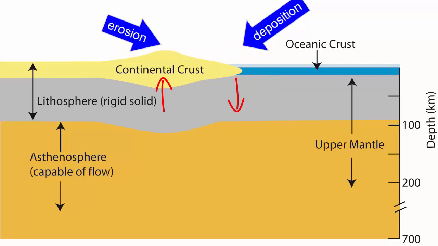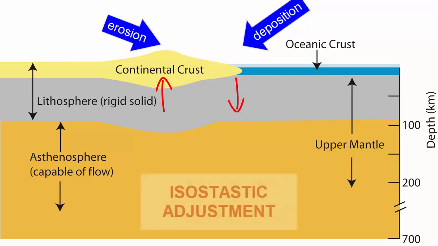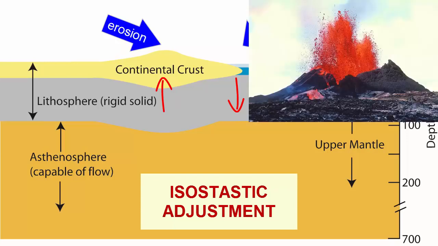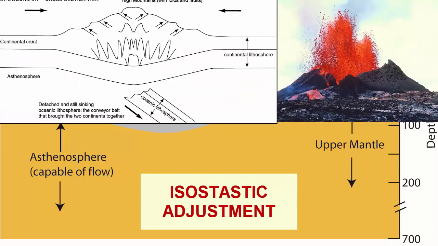So Earth's surface is continually rising and sinking isostatically as weight is removed or added by erosion, deposition, volcanic eruptions, mountain building processes, and other processes related to plate tectonics.